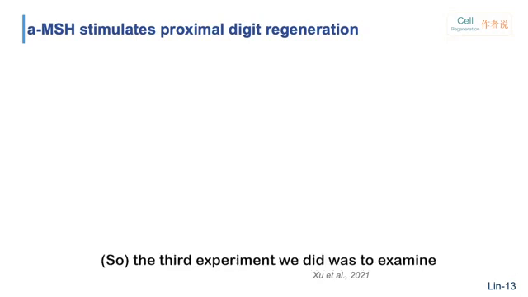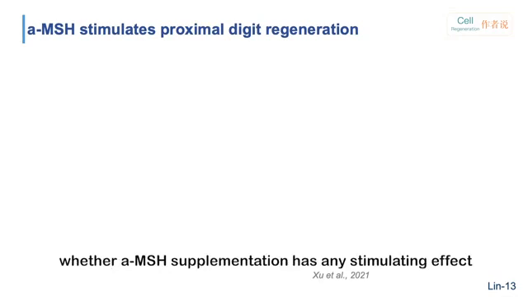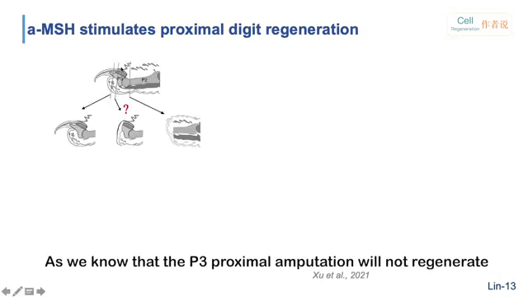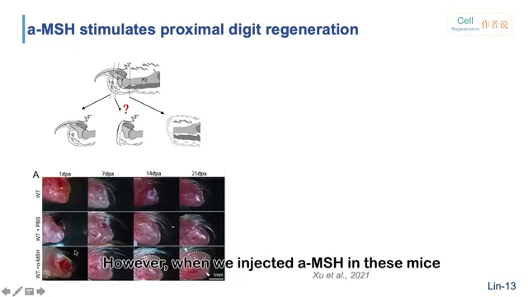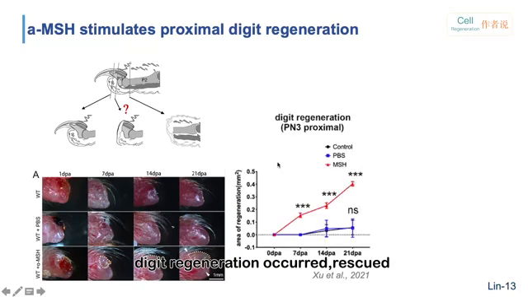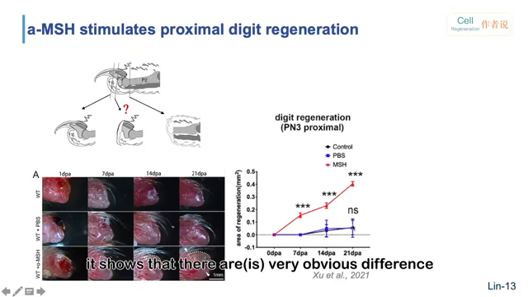So the third experiment we did was to examine whether α-MSH supplementation has any stimulating effect on proximal digital regeneration. As we know, the P3 proximal amputation will not regenerate. However, when we inject α-MSH in these mice, we observed that there is significant digital regeneration rescued. And when we look at the area of this regeneration, it shows that there is a very obvious difference.